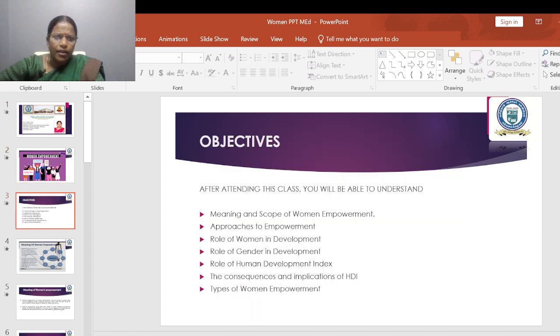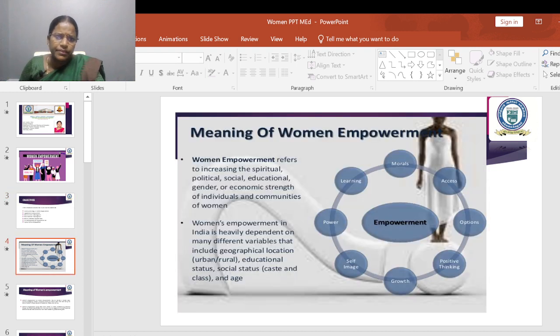Objectives. After attending this class, you will be able to understand the meaning and scope of women empowerment, approaches to empowerment, role of women in development, role of gender in development, role of human development index, the consequences and implications of human development index, and types of women empowerment.